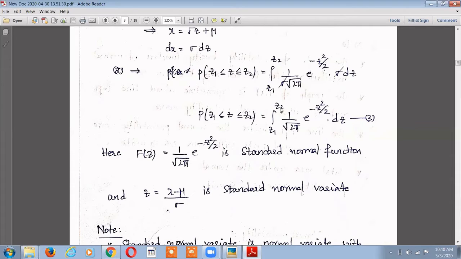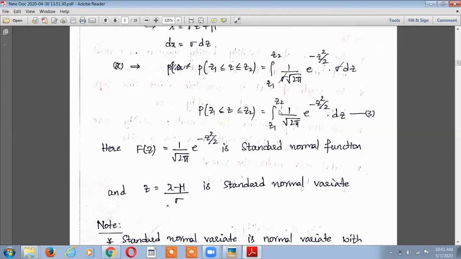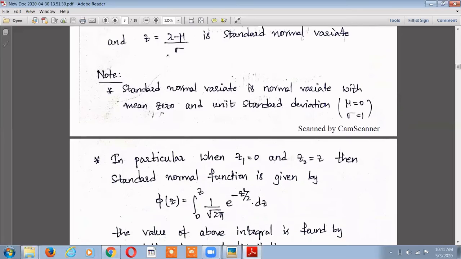It is the integral from z1 to z2 of 1 by root 2 pi e to the power of minus z square by 2 into dz. Basically, this value represents the area below the curve f of z from z1 to z2. I repeat again, this integral represents the area below the curve f of z from z1 to z2. So we study some two results here.